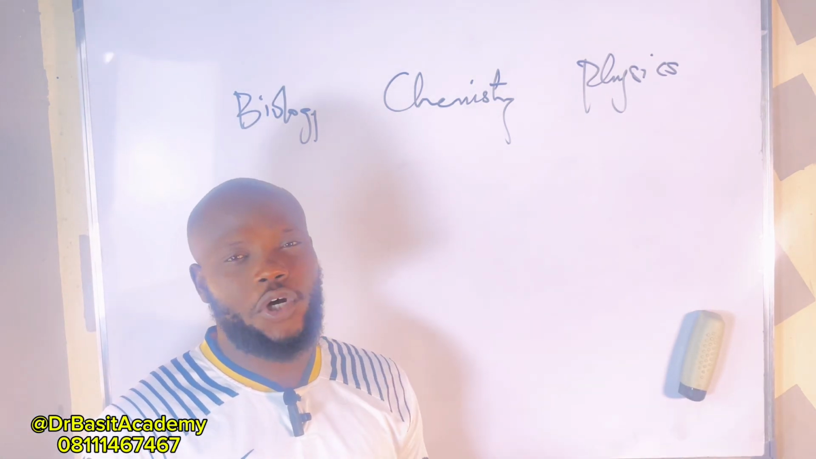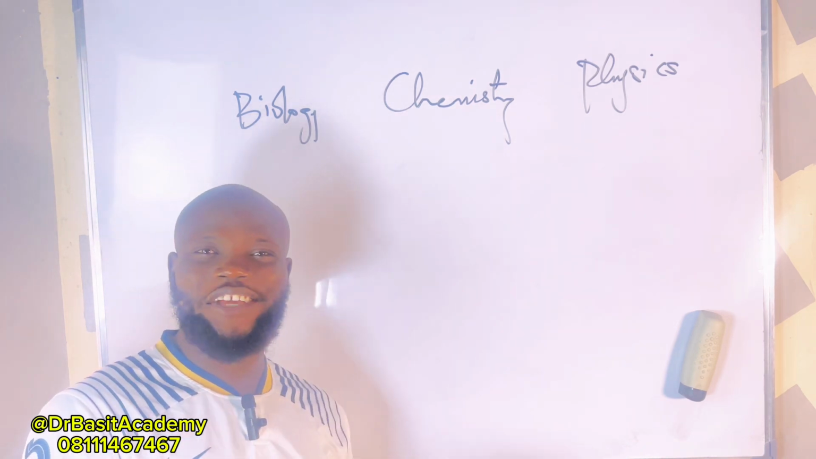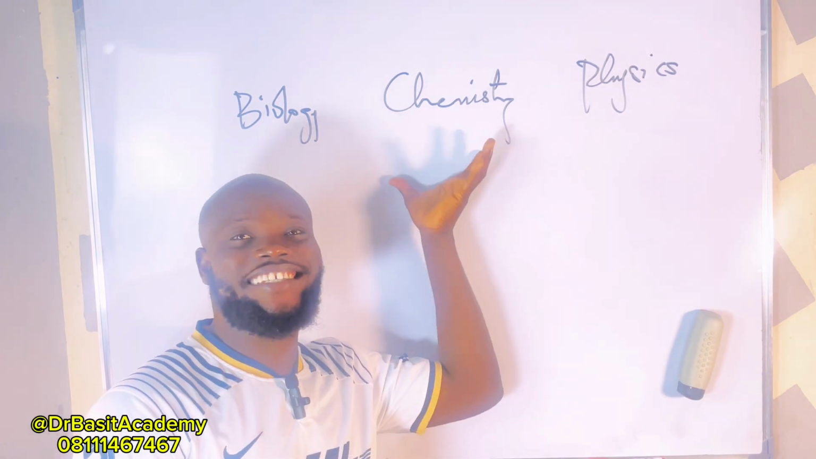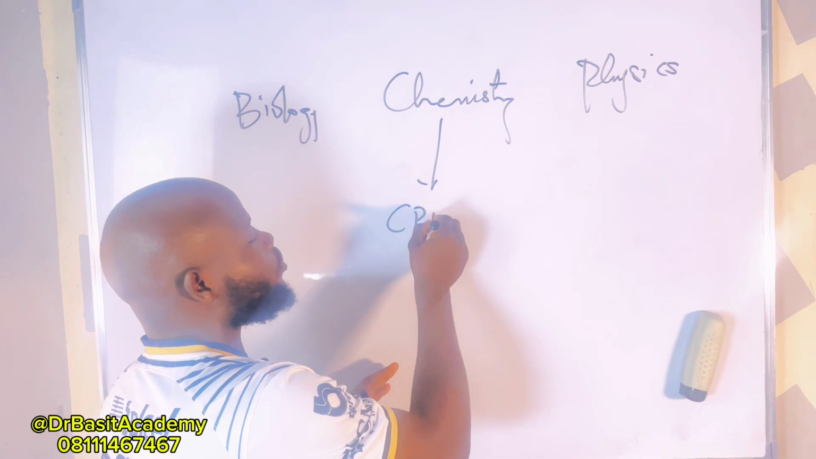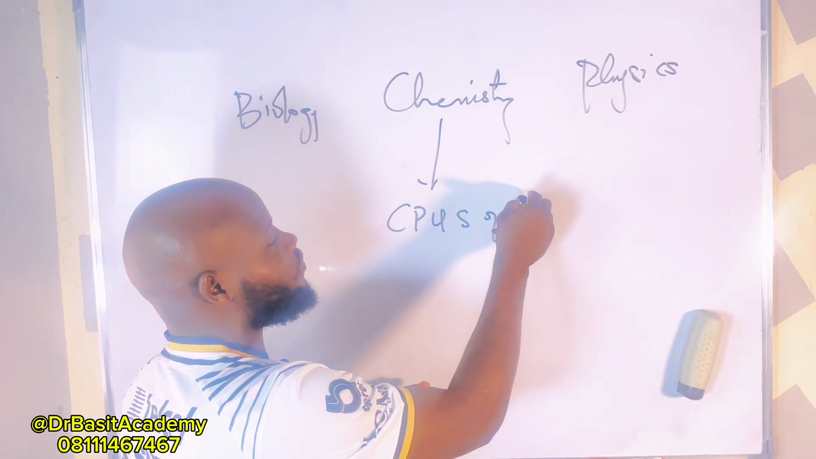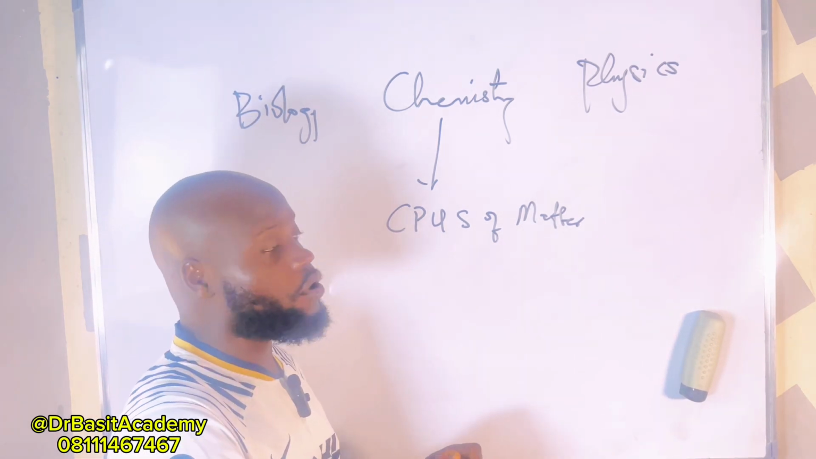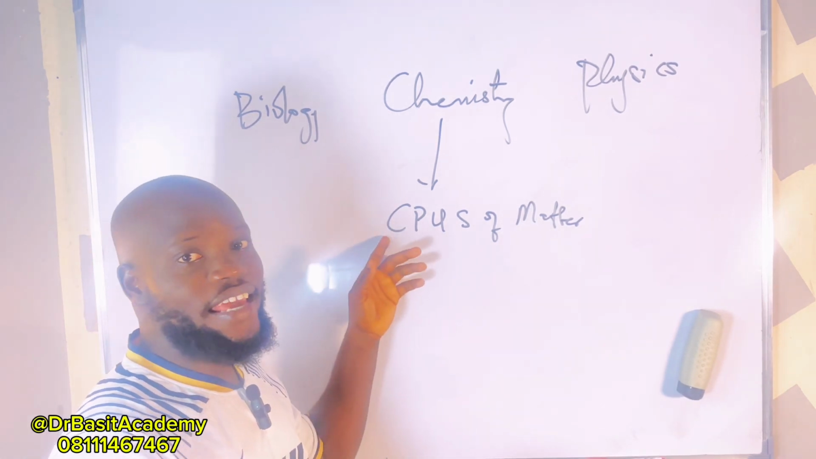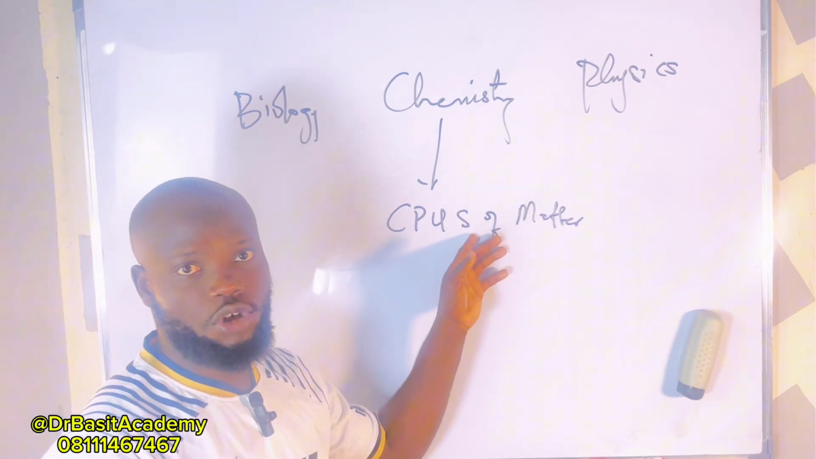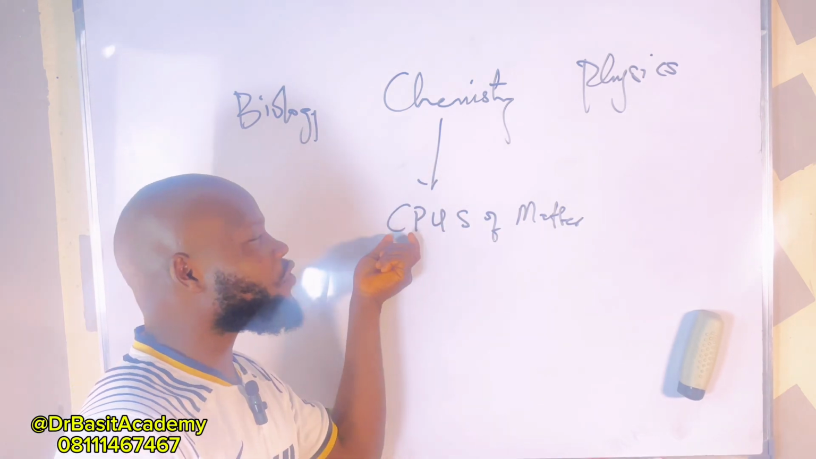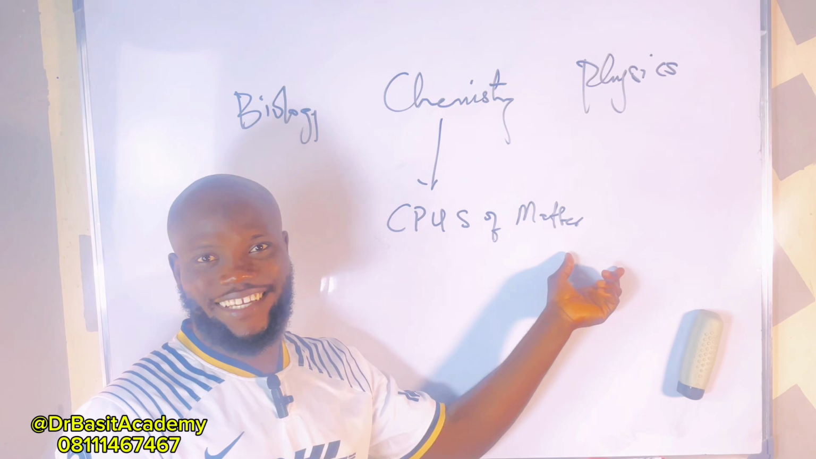Now let's come to chemistry. Chemistry is the study of CPUS. Are you surprised? Chemistry is the study of CPUS of matter. This is the definition of chemistry. The C here is composition, the P is properties, the U is uses, and S is structure, which means chemistry is the study of the composition, properties, uses, and structure of matter.